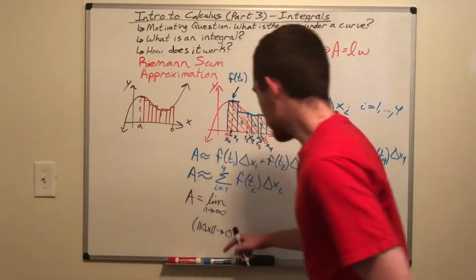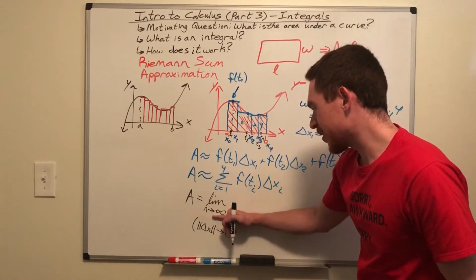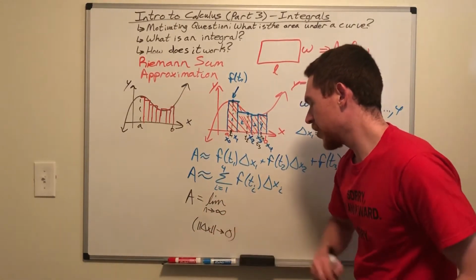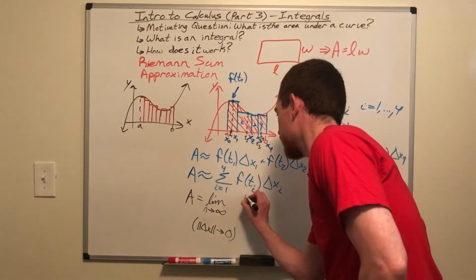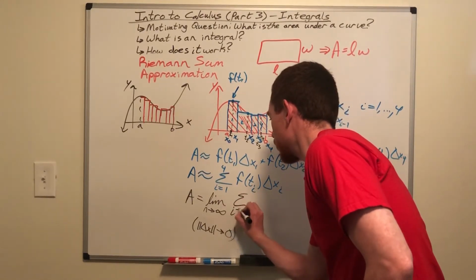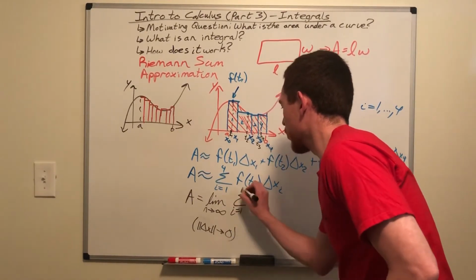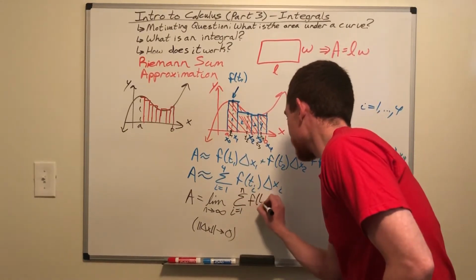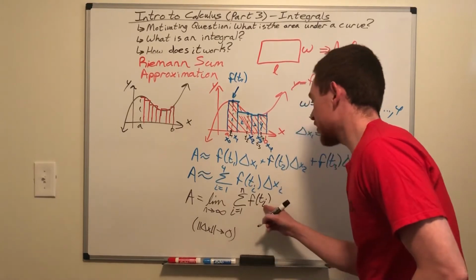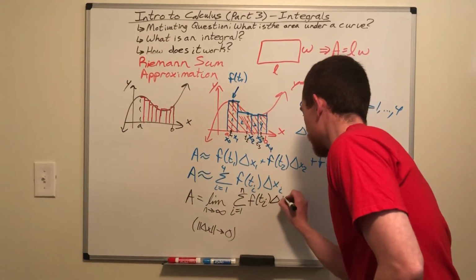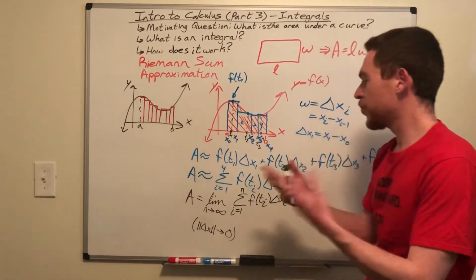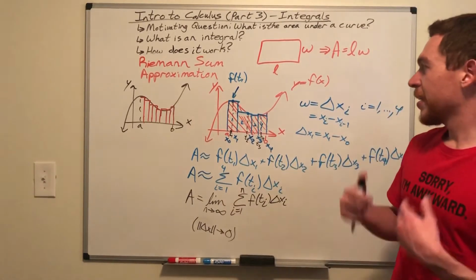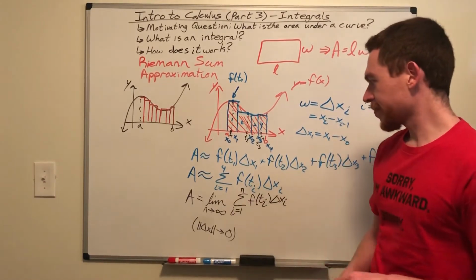I'm writing it as n goes to infinity, but you could also write it with the width going to 0. And so we're looking at the sum from 1 to n. Instead of 4 rectangles, we could have n rectangles. Again, our heights at our test points times the widths of our rectangles. And boom, that's how we define the area under a curve.